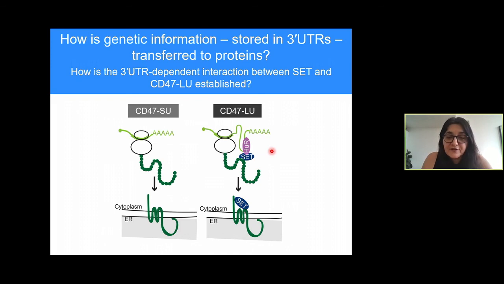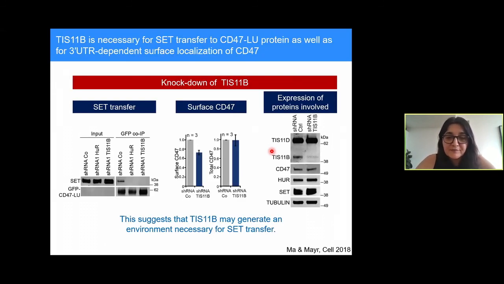So we actually did a screen, and I don't have time to go into this, but in the screen, we identified the protein Cis11b. And we knocked it down in cells, and you can see that Cis11b is actually required for SET binding to CD47, because when we knock it down, SET no longer binds to CD47. Knockdown of Cis11b also reduced surface expression without affecting total protein expression.